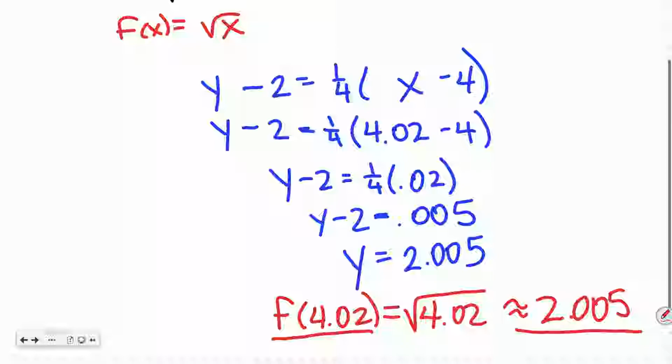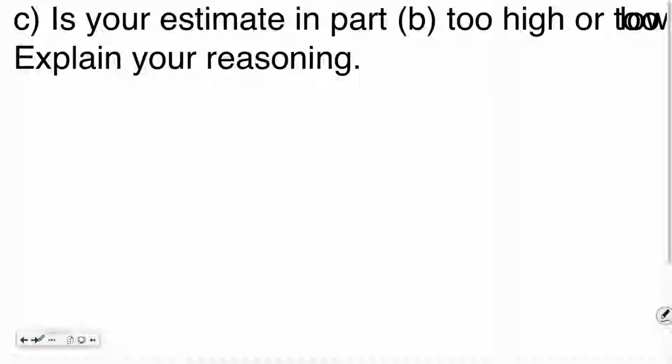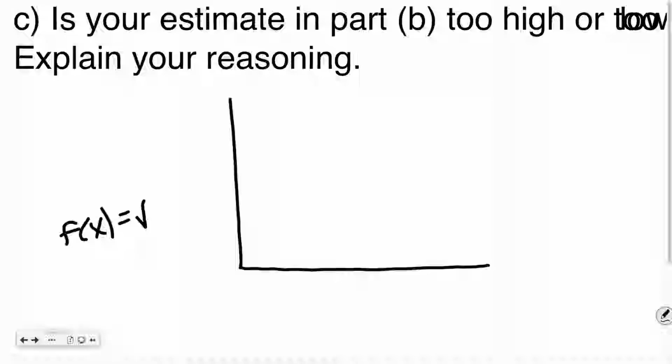Without entering it into your calculator, we know if this is an over approximation or an under approximation. It's not exact. Remember, we approximated. Is it over approximated or is it under approximated? Take about 30 seconds to discuss it with your pod. How would we know if it's under or over without typing this? Too high or too low?